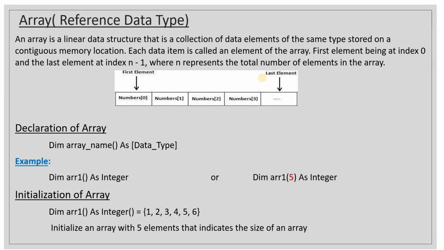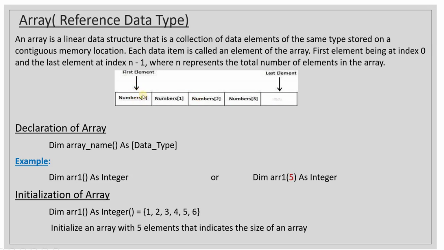Now we will discuss the array. An array is a reference data type. An array is a linear data structure that is a collection of data elements of the same type stored in contiguous memory locations. Each data item is called an element of the array. This is the first element and this is the last element.